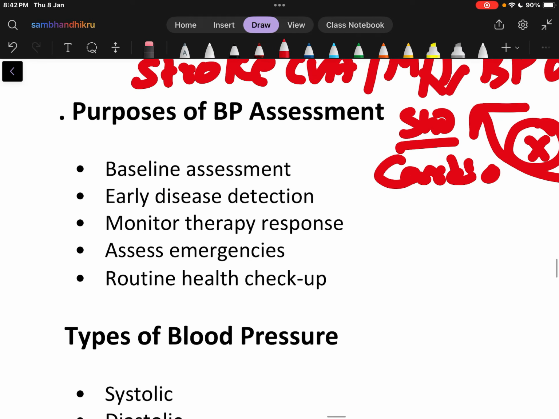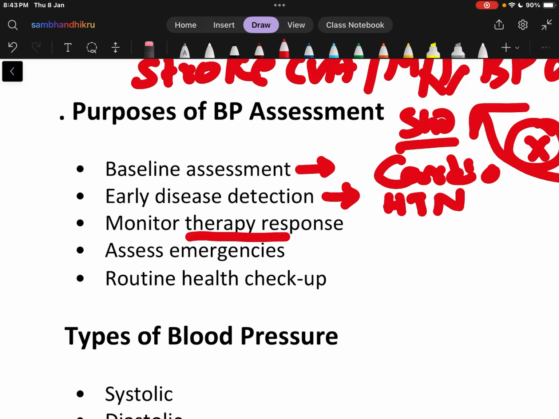Next, coming to the purposes of BP assessment: for baseline assessment, for early detection of disease conditions, whether it is hypertension. Hypertension is called the silent killer. What do we call hypertension? The silent killer. Clear?